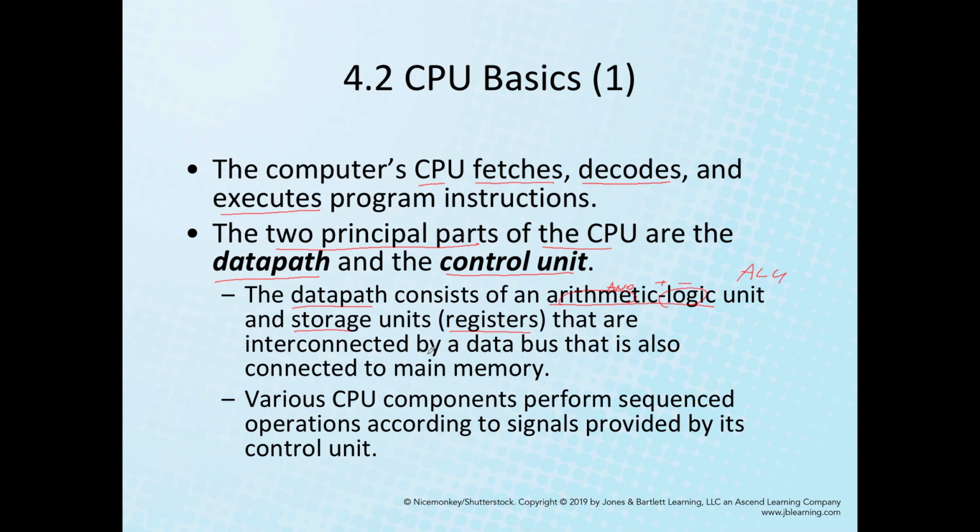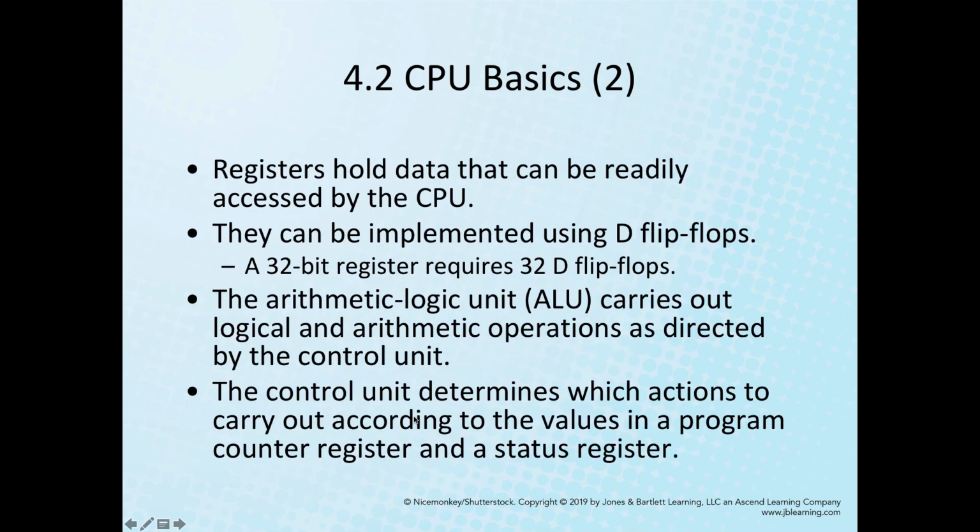They are interconnected by a bus. Then also it's eventually connected outside the CPU to main memory. So that's the data path part. Another component in the CPU is the control unit. The control unit performs sequenced operations according to the signals provided. So we have two parts in the CPU.